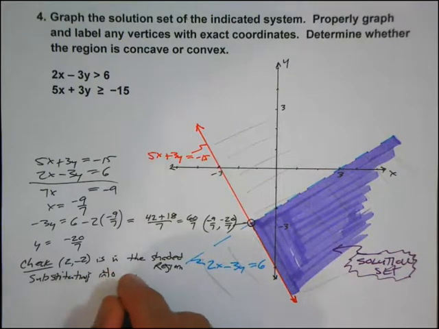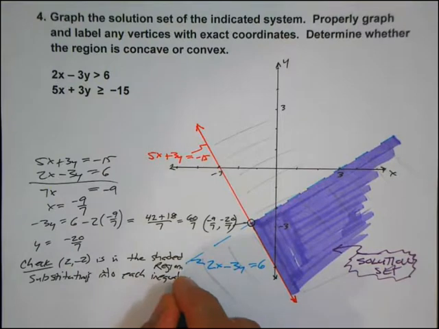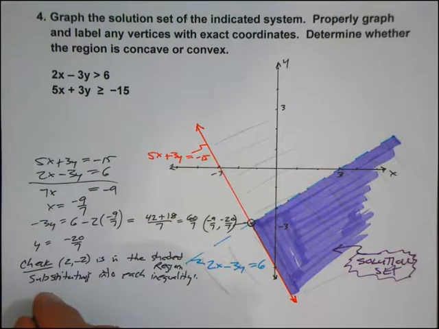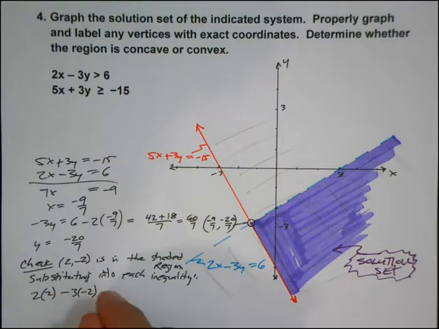into each inequality. Alright, we need to get true statements each time. Let's see what happens. First inequality: 2 times x, x is 2, minus 3 times y, y is negative 2. How about that being greater than 6? 4 minus a negative, let's add 6. This is 10. 10 greater than 6? True.